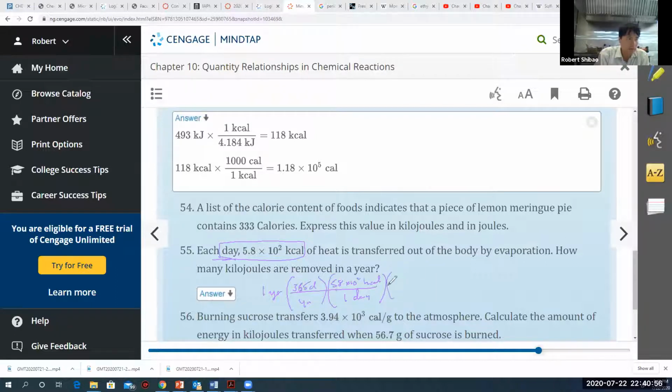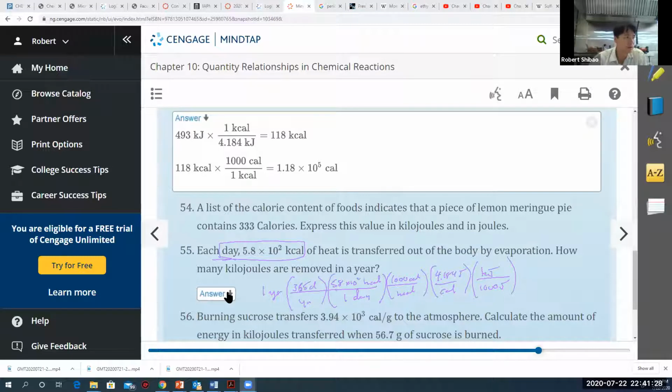And then we'll go to calories, 1,000 calories per kilocalorie. And then from calories, we could go to joules, 4.184 joules per calorie. And then from joules, we could go to kilojoules. 1 kilojoule is equivalent to 1,000 joules. And so that should give me, for 1 year, how many kilojoules of heat that is.